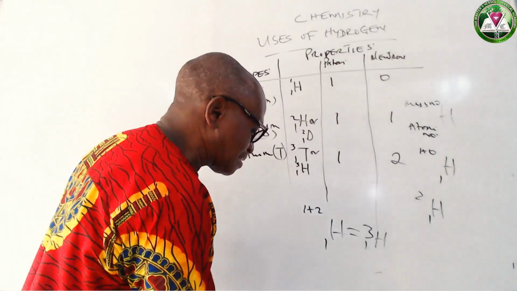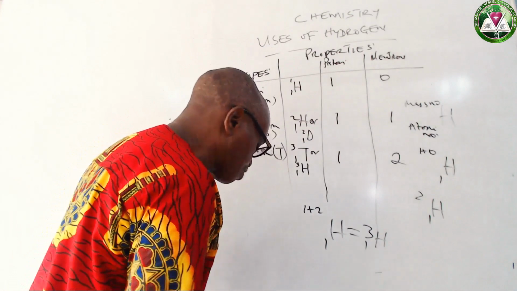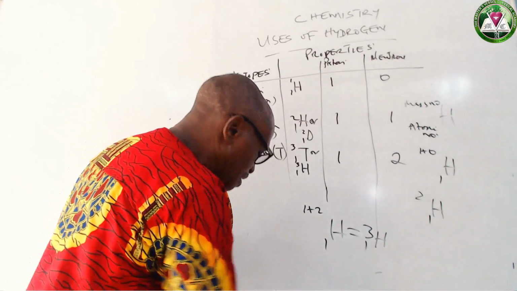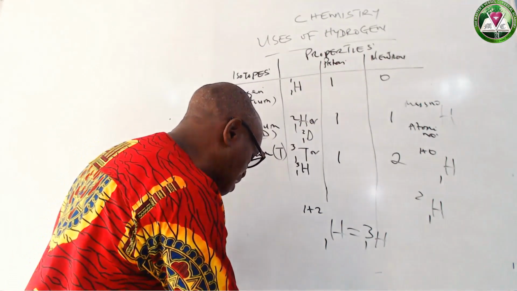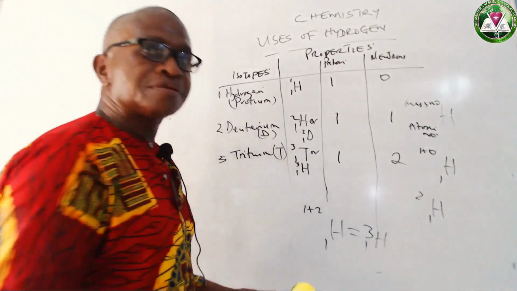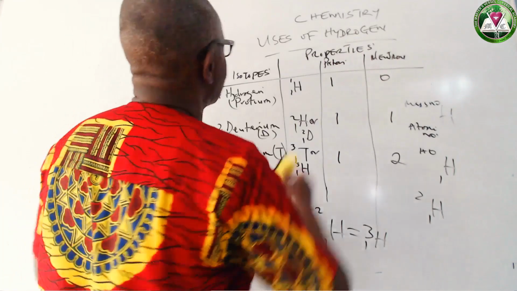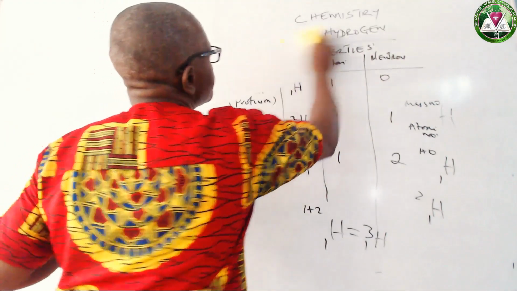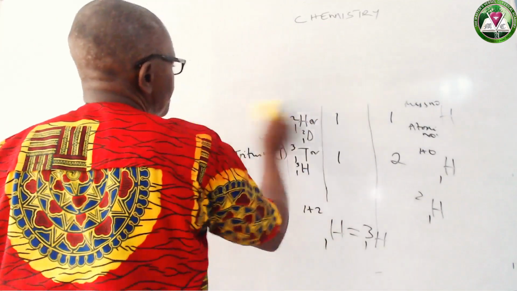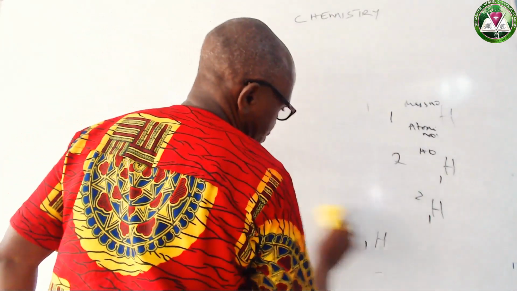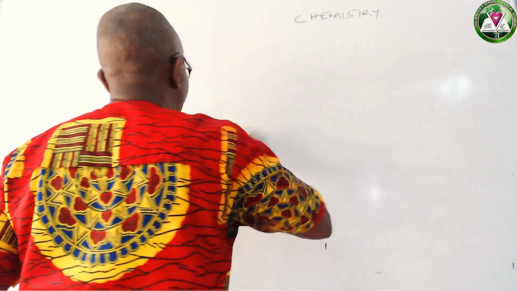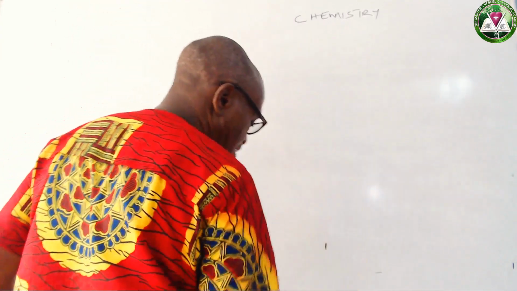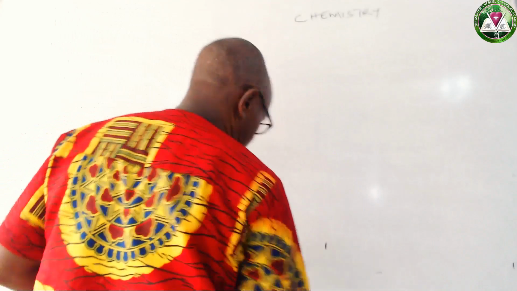Having done that, since we still have a little time to go, let us introduce the topic, metals and their compounds. You can see that with this lesson, we have finished discussing hydrogen. Let's look at metals and their compounds.